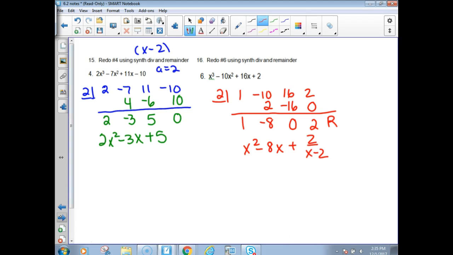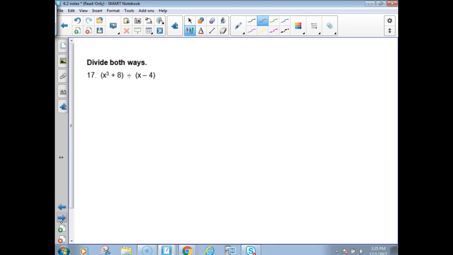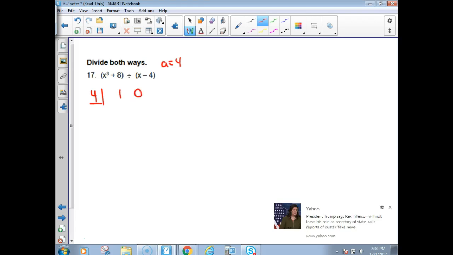Okay, one more. Oh, that was number 16. All right, it says to do this one both ways. I'm going to just real quick set this up. We're dividing by a of 4. We've got x cubed, 1. We have no x squared, so it's going to be 0.